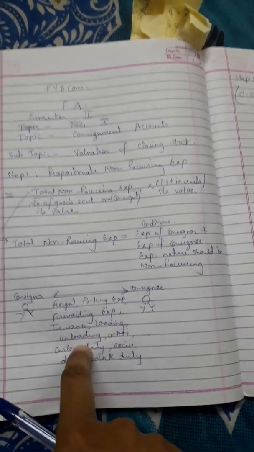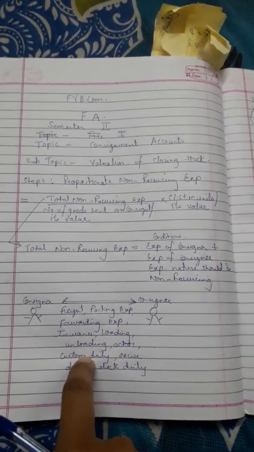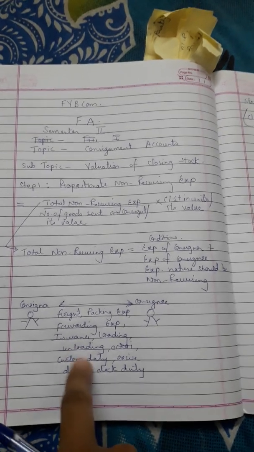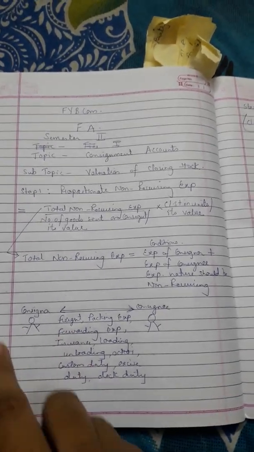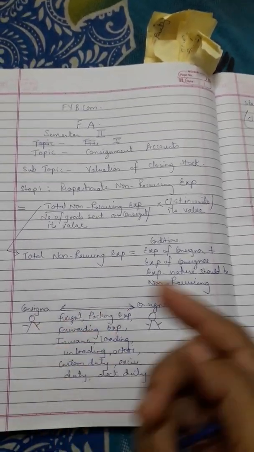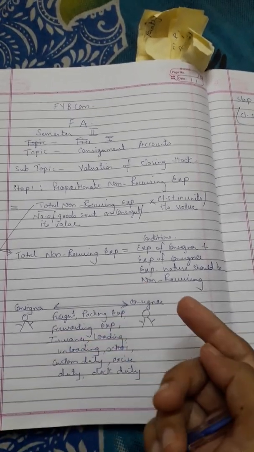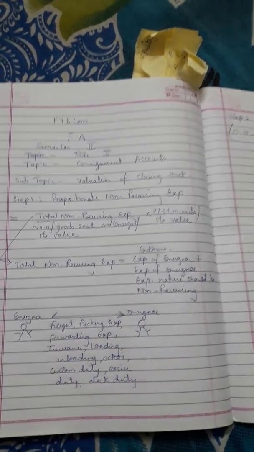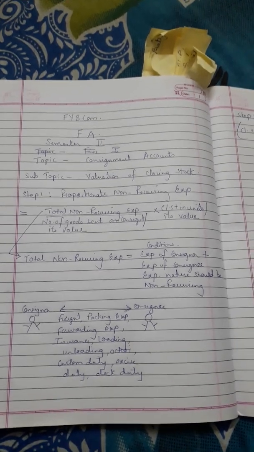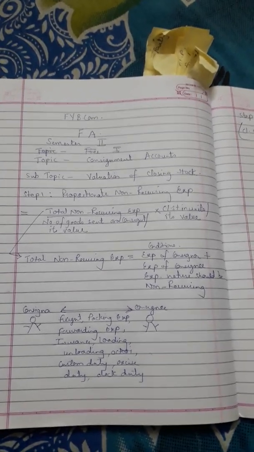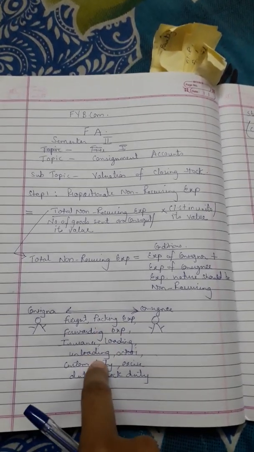Now, which expense will not come here? For example, selling expenses. The consignor or the consignee has to keep incurring selling expenses continuously. That's why that particular expenditure is not going to come in non-recurring expenses. I hope the point is clear.